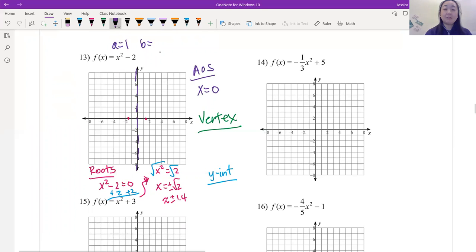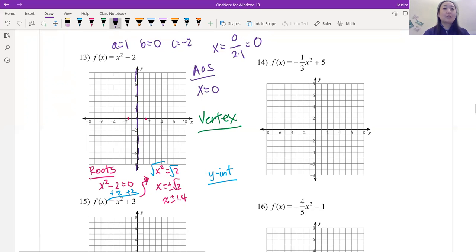is equal to, not -2, because that's what our C is. We don't have a B, which means that's just 0. So remember, it's going to be x is equal to -b, which is 0, over 2 times 1. So again, 0. So our AOS is 0, which means our vertex is somewhere on here.